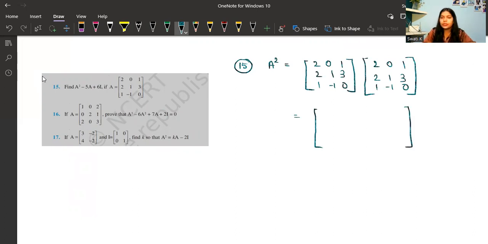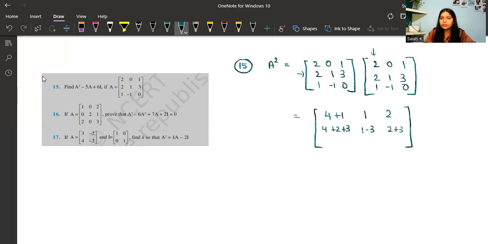So first row, first column, so 4, and then 0, and then plus 1. Next, 0, because first row, second column, then 0, and then 1. Next is 2, and then 0, and then 0. Next is the second row, first column. Okay, so 2 times 2 is 4, 1 times 2 is 2, and 3 times 1 is 3. Next is 0, then 1, and then -3. Next is second row, third column. So 2 times 1 is 2, 1 times 3 is 3, and 3 times 0 is 0.